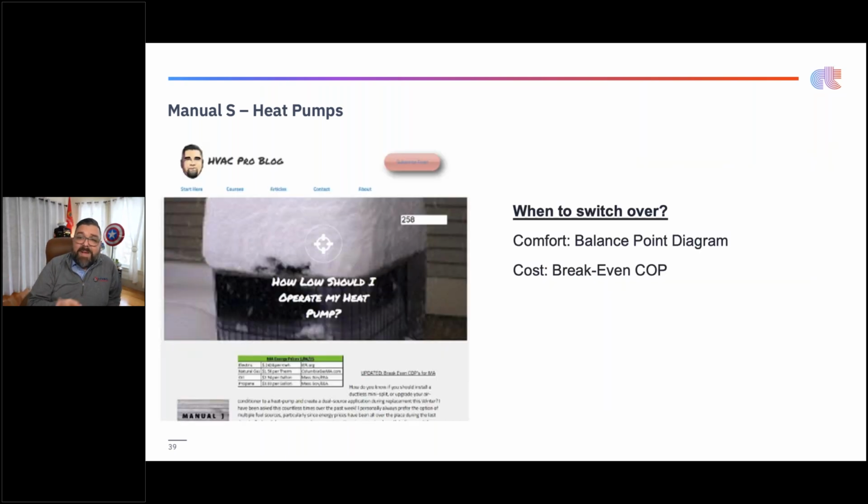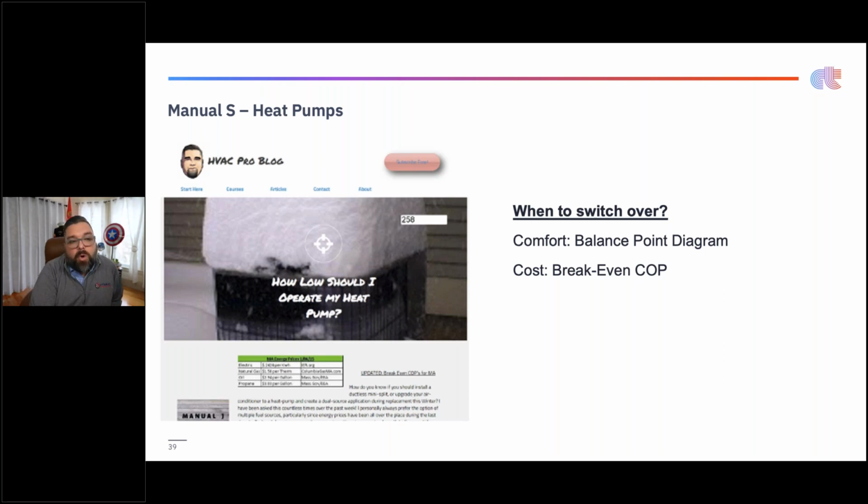Sometimes it's less expensive to run a different fuel source. At your design temperatures, though, I took a look at out in Washington, there's only one fuel source that's more efficient, natural gas, at a warmer temperature than your design condition. But it depends on the system and the COP, the break-even COP of that condenser.